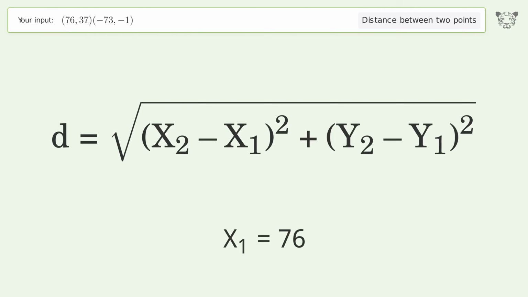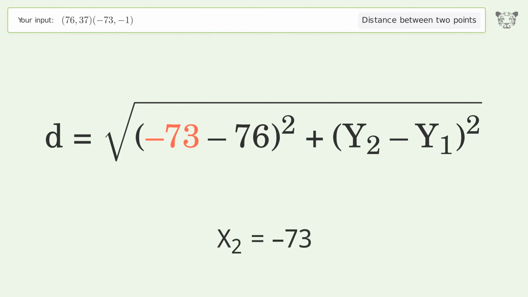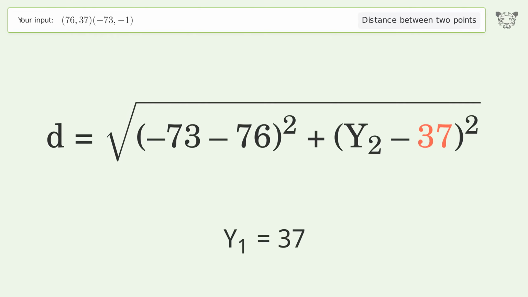x1 equals 76. x2 equals negative 73. y1 equals 37. y2 equals negative 1.